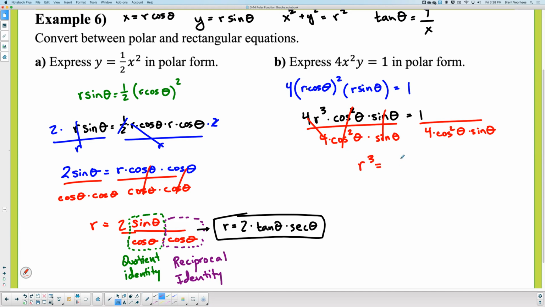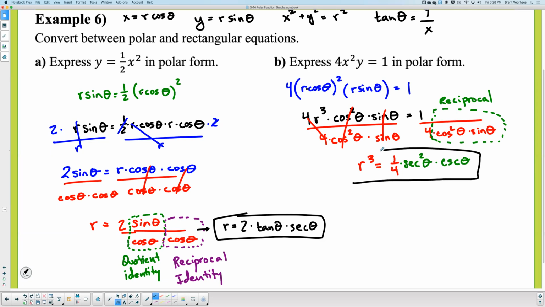R cubed equals 1/4. Now we have two reciprocal identities. Both of these are reciprocal identities. Dividing by a cosine squared is the same thing as multiplying by a secant squared. And then dividing by a sine is the same thing as multiplying by a cosecant. So you could leave it as r cubed, and I'll do it that way. I'm just going to leave it like that. And that would be my equation there. You could do a cube root if you so desire.